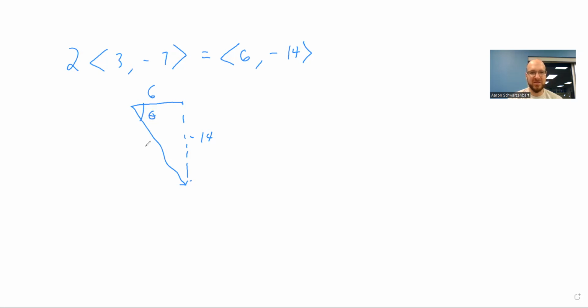And the magnitude uses the Pythagorean theorem. Let me grab a calculator to do that. Square root of 232. So that's magnitude and direction.